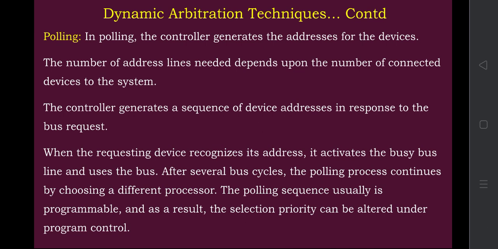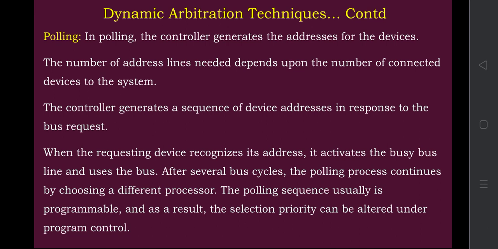So for example, if device 1 comes in the request, and it happens that device 1 gets the control, then device 1 will access the bus and use its control for its need, however long it is needed. Here there is no time slice, it is only how long it is needed. So after its purpose is over, it will pass the control to the next device. After several bus cycles, the polling process continues by choosing a different processor.